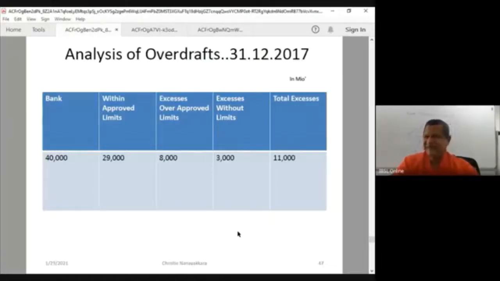before even setting up the limit, the facilities will be exposed, because the current account of a customer can be overdrawn by the bank to allow customers to draw more money. So this bank has a total overdraft of 40 billion. 29 billion will remain within the approved limits.